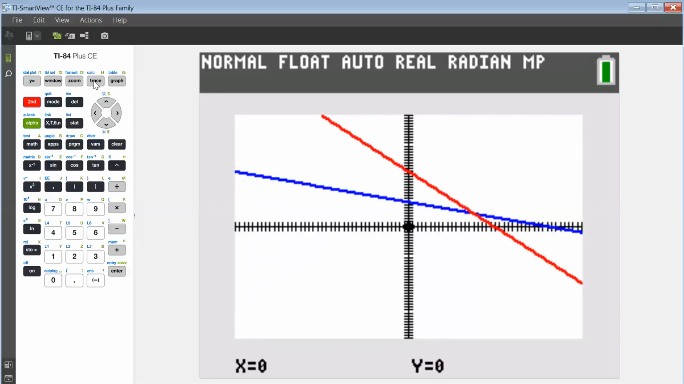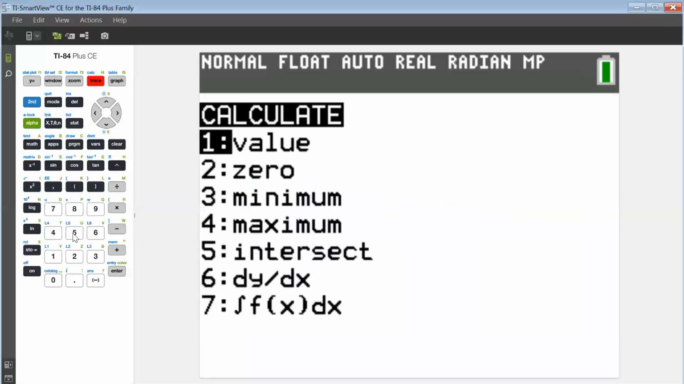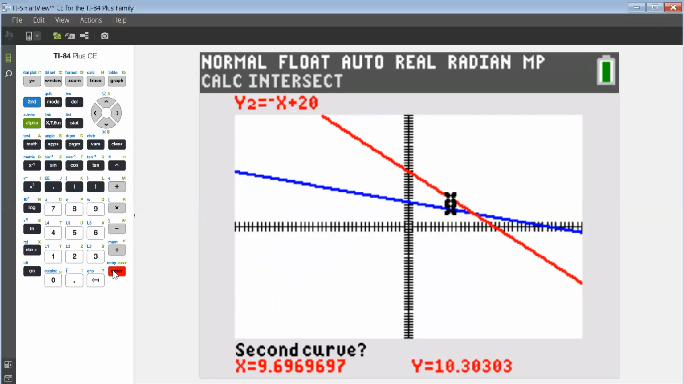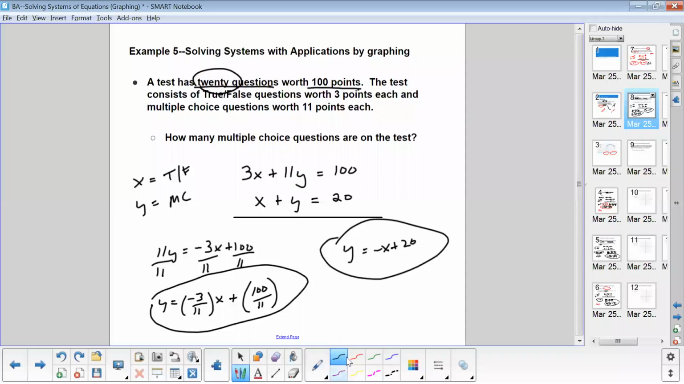So second trace allows us to calculate again. So 5, and then I'm just going to get as close as we can. Hit enter 3 times, and then we get 15, 5 as our solution. So go back to our context and look at what that means.